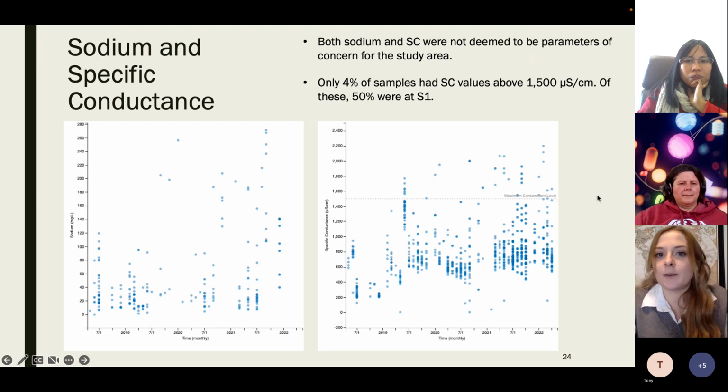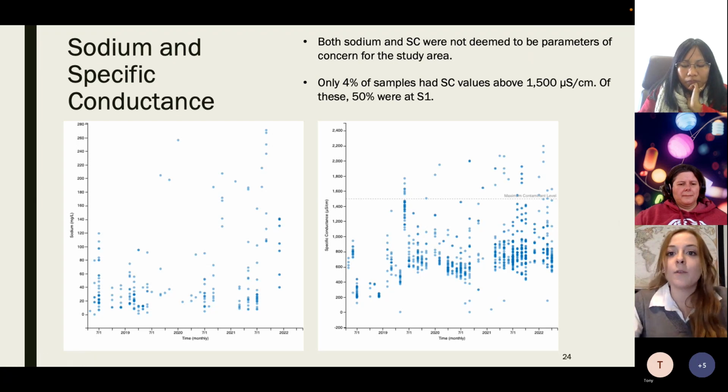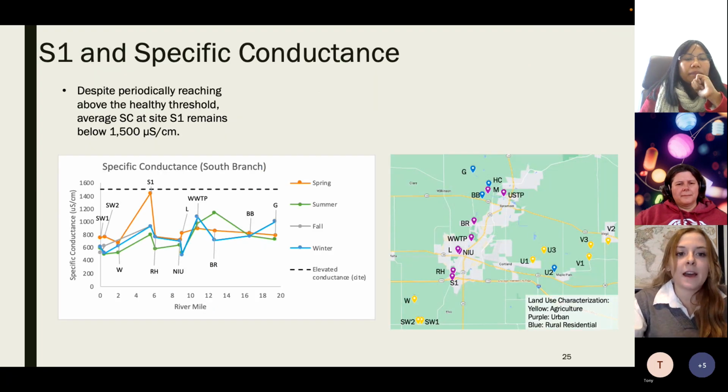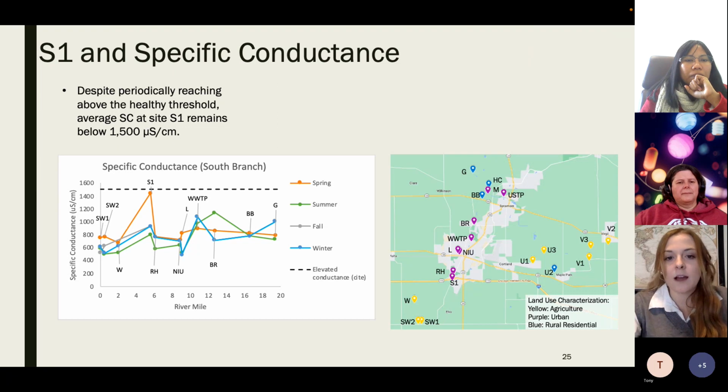So that leads us to sodium and specific conductance. Both of these, for the baseline data, were not deemed to be parameters of concern. A lot of the specific conductance values that were above the 1500 microsiemens per centimeter, which we were trying to achieve, 50% of those were at site S1, and we believe that is due to that stagnant water just allowing the ions to accumulate. But despite periodically reaching above that healthy threshold of specific conductance, the average consistently remains below our level.